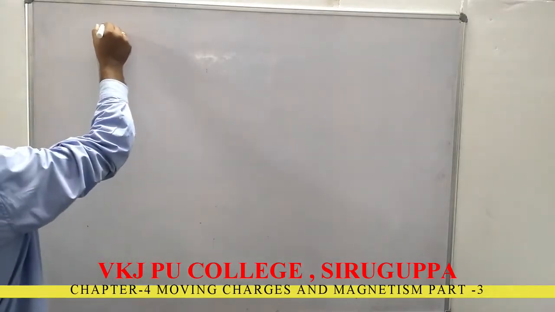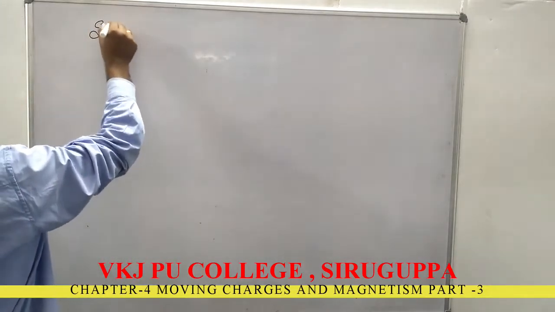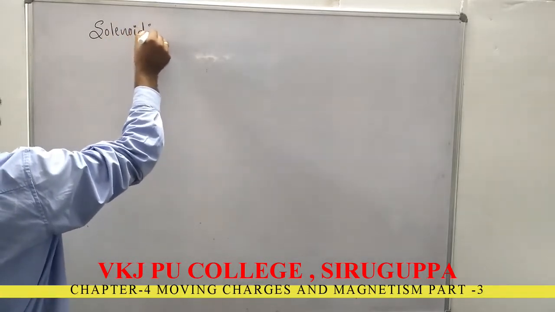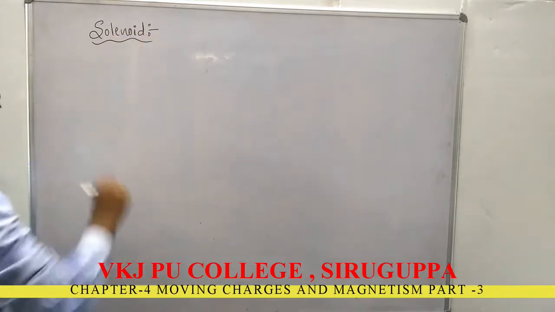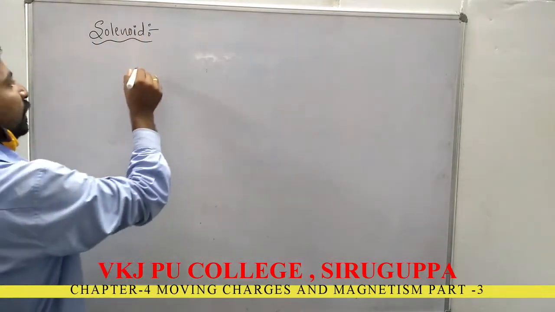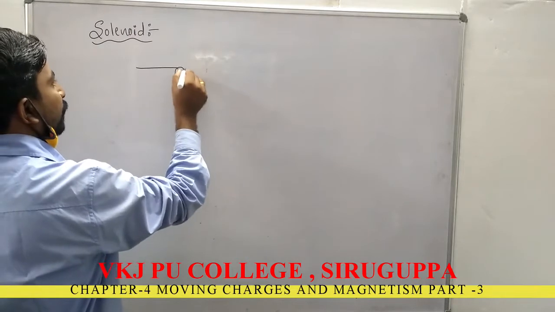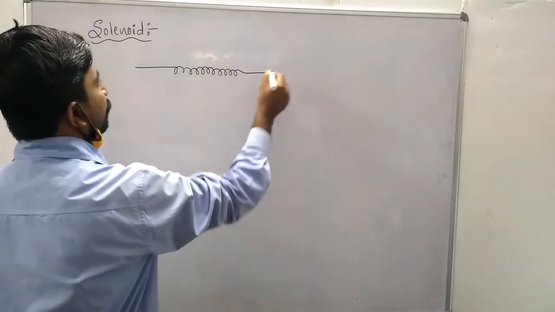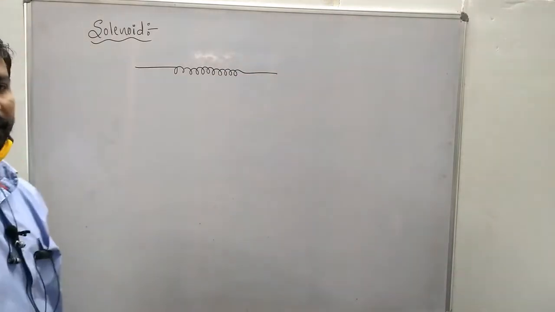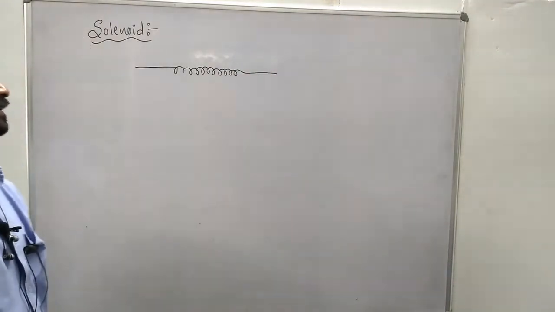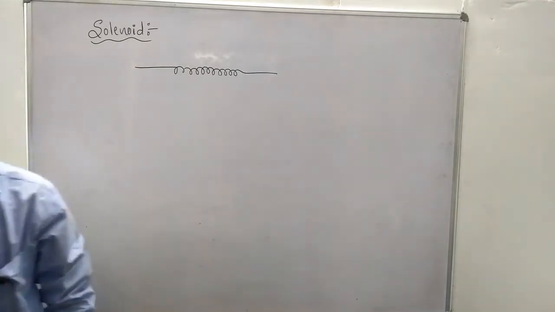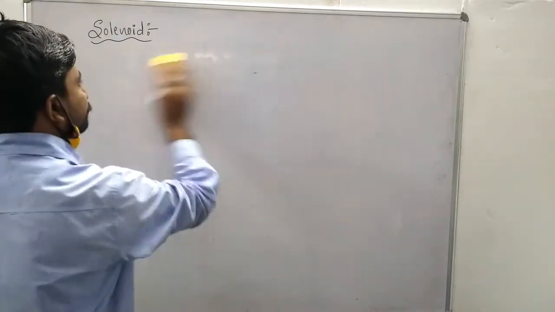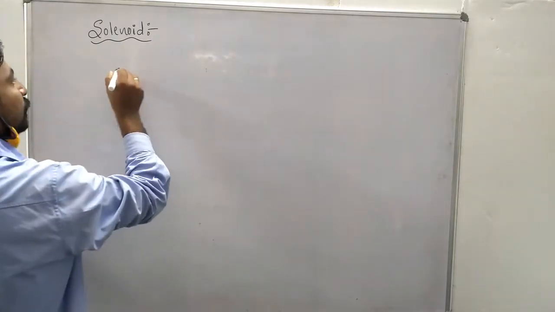So now, solenoid. Already you know about solenoid. What is meant by solenoid? It is a long thin wire wound in the form of a helix whose length is large compared to its radius. That is called a solenoid. A very important derivation for solenoid.